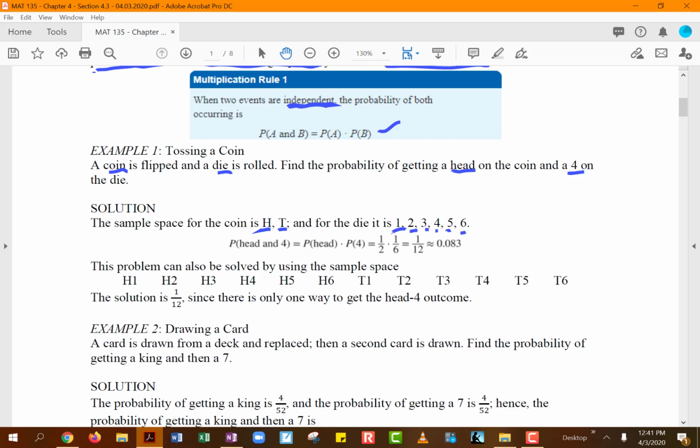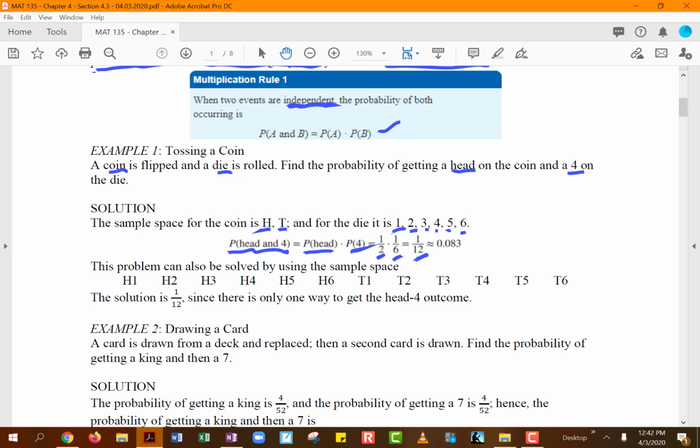If we're talking about the probability of getting a head, that's one outcome out of 2 in your sample space, so the probability is 1 over 2. The probability of getting a 4 is the number 4 out of 6 possible choices, so that's 1 out of 6. Then if you just multiply, 1 times 1 gives us 1 in the numerator, and 2 times 6 gives us 12 in the denominator. So that's a probability of 1 out of 12, or approximately 0.083 for the probability of getting a head and getting a 4.